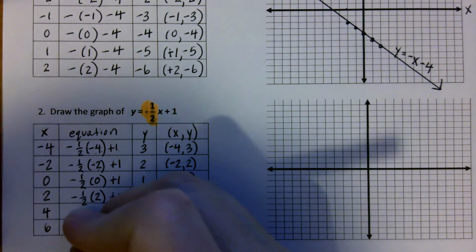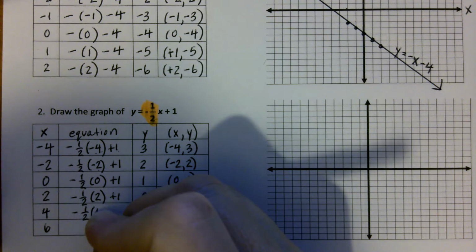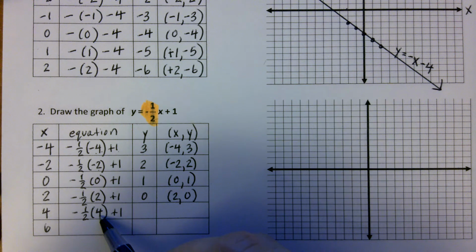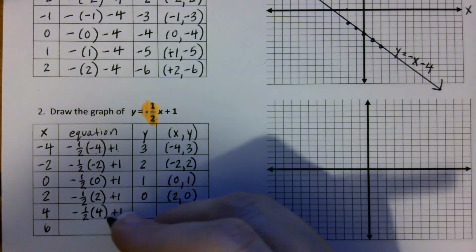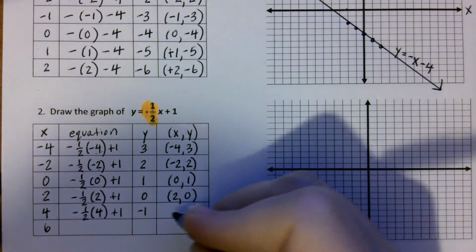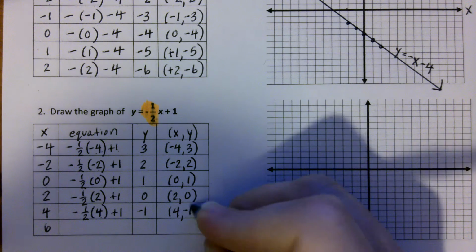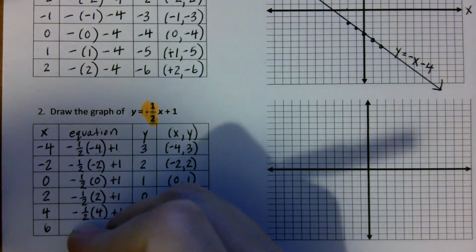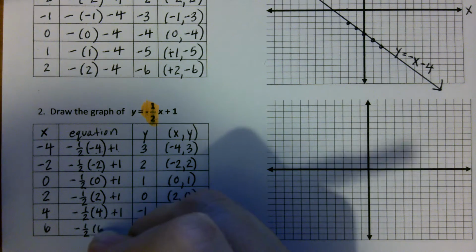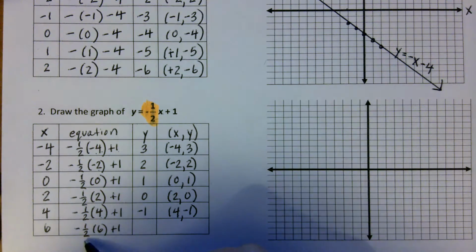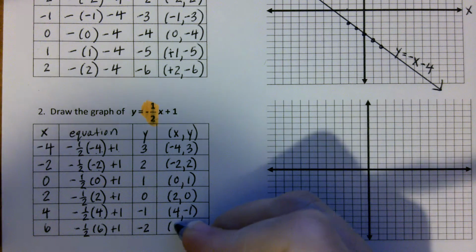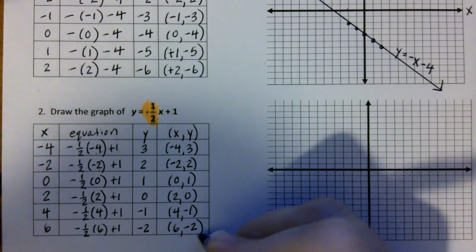Let's see when x is 4. -1/2 times the value of x, 4, plus 1. -1/2 times a positive 4 is a -2, and -2 plus 1 is a -1. So when x is 4, the y value is -1. And finally, let's see what happens when x is 6. So -1/2 times 6 plus 1. -1/2 times a positive 6 is a -3, and a -3 plus 1 is a -2. So when x is 6, my y value is -2.